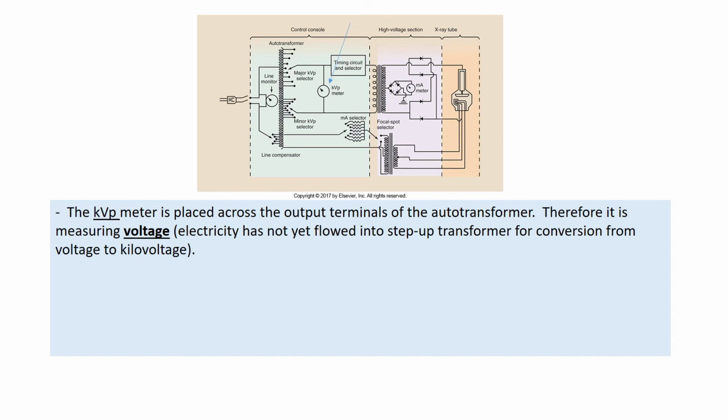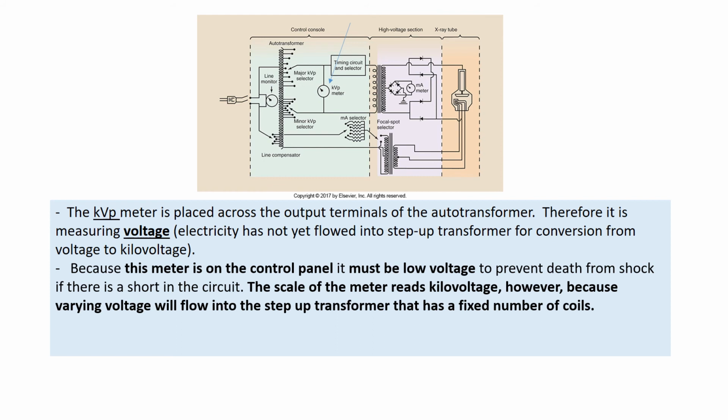So the kVp meter is placed across the output terminals of the autotransformer, therefore it is measuring voltage. The electricity has not yet flowed into the step-up transformer for conversion from voltage to kilovoltage. So that's often a question that you see on tests or on the registry. It's a little bit tricky. You would think that the kilovoltage meter, the kVp meter, is measuring kilovoltage, but it's not. It's measuring voltage.